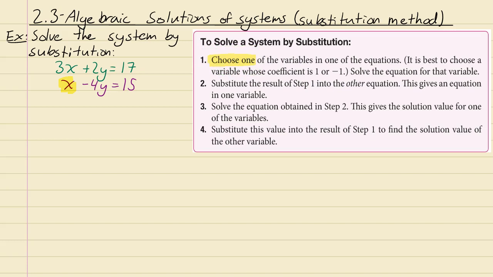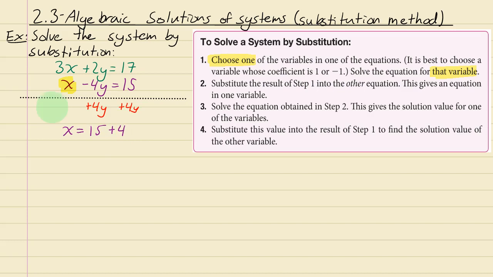And then we're going to solve the equation for that variable. So that means solve for this x means get that x on one side by itself. So to do that, let's start by adding 4y to both sides of that equation. And that will give us the equation x equals 15 plus 4y. So that is step 1.